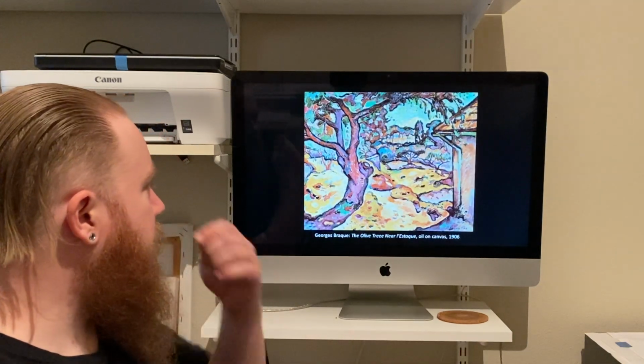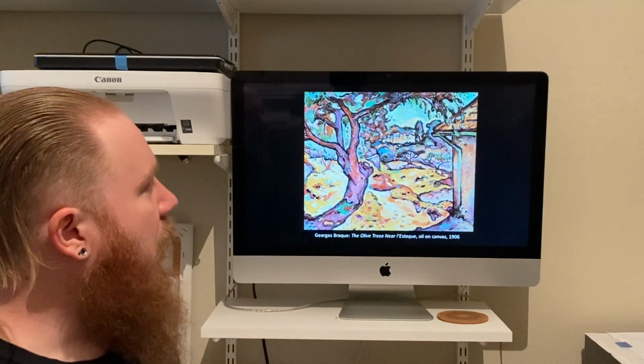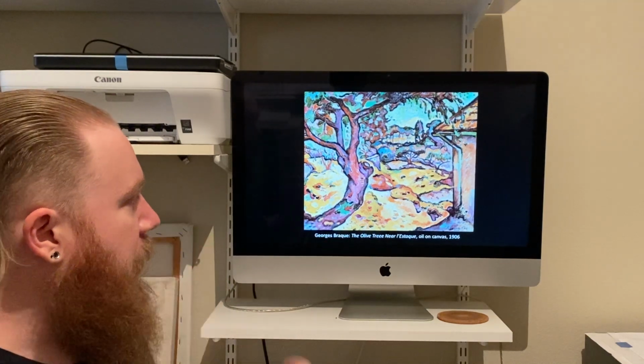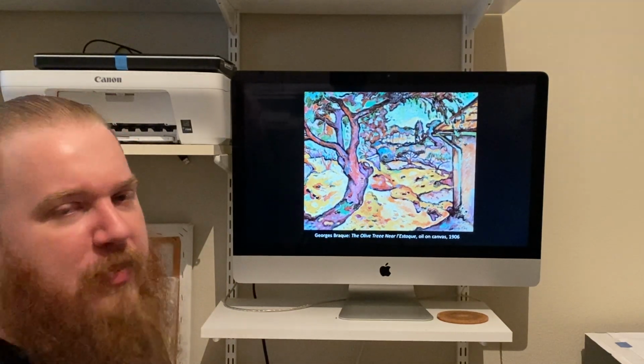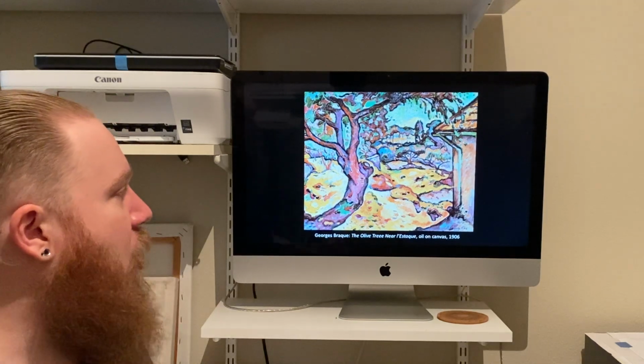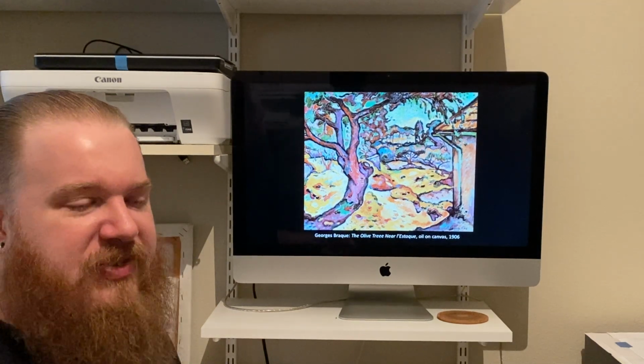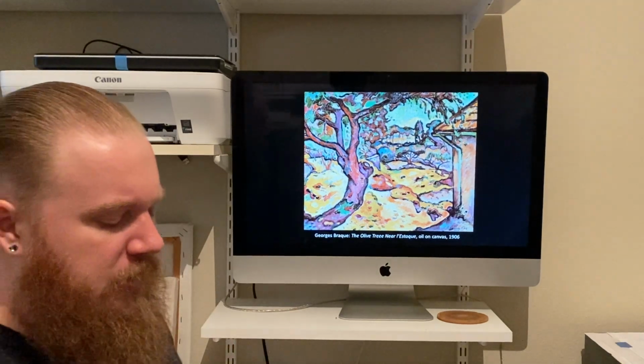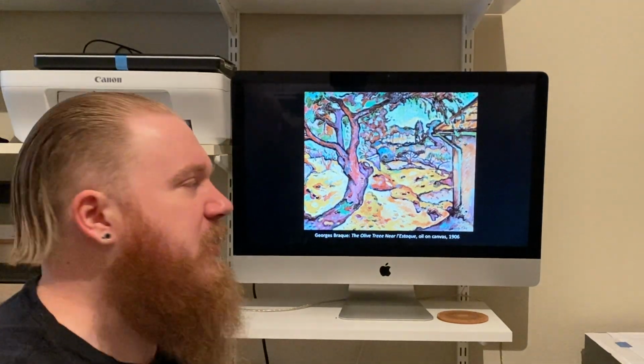But here we can see just another example of a Fauvist work, this time by Georges Braque. Georges Braque will later become one of the founding members of Cubism. So many of these artists work through many of these exact same styles as they come about. Fauvism is actually fairly short-lived. It only lasts for about 5 or 6 years.